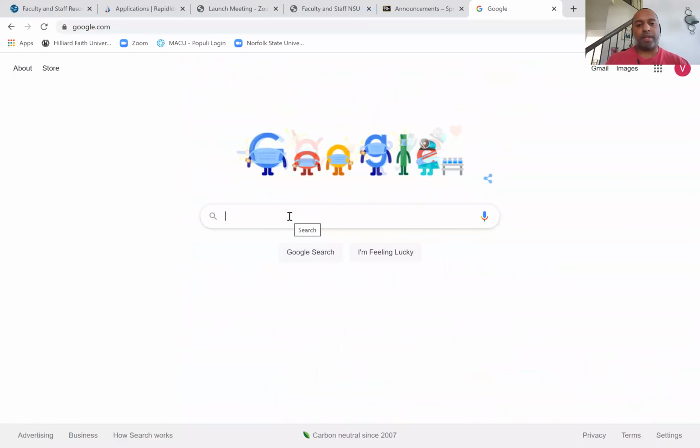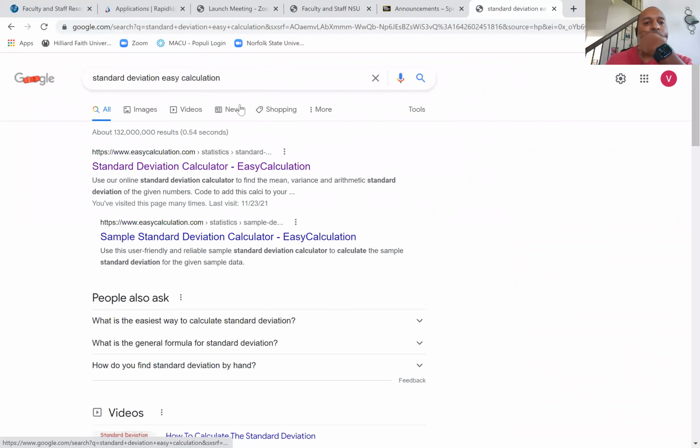What I would normally type in is standard deviation, easy calculation. Once again, you don't have to use this website. It's up to you what you want to use. But easycalculation.com, if you just go to that website, has a lot of different options. If you just want to go to the standard deviation option, if you Google standard deviation easy calculation, the first option should be that.